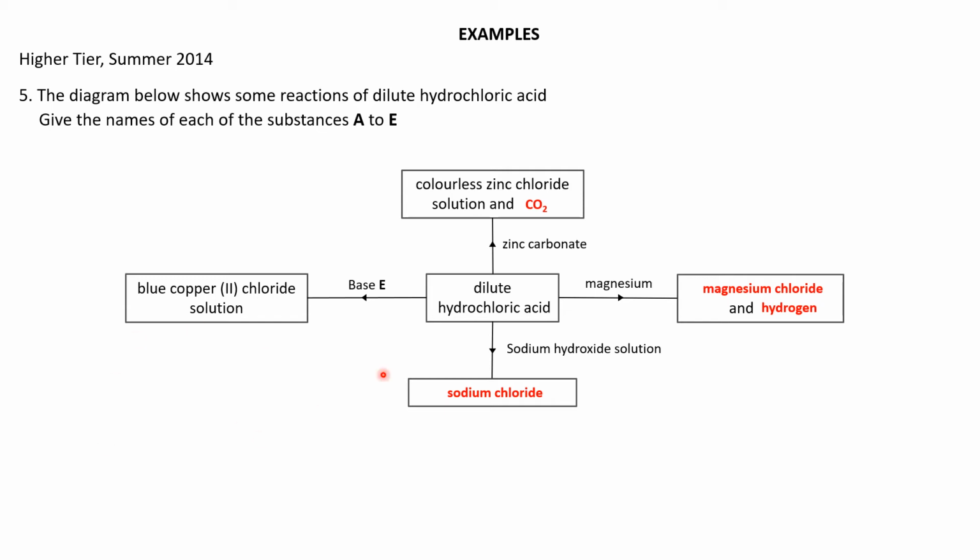So this time we're told to work backwards. If we remember back to what we said about bases, we said that a good base are usually oxides. So with this in mind, we can guess that base E is copper 2 oxide. We know it's copper because we end up with this solution containing copper like we said.